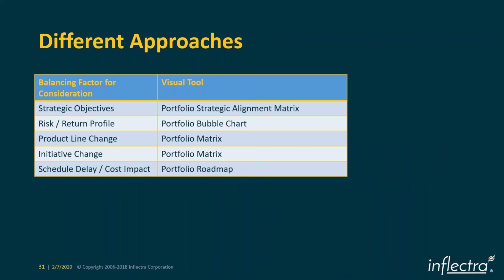I'm picking up a few things over here. For strategic objectives, what we call a strategic alignment matrix, or a risk-return profile, you can use a bubble chart. For product line changes, you can do a product matrix. For initiative changes, or the direction of initiative changes within an organization, you can use a portfolio-level matrix again. The schedule impact and the cost impact can be evaluated using a portfolio roadmap, which we demonstrated before. So I'm trying to bring everything into some simple chart to demonstrate this. There are so many tools available, but I'm just picking up one or two here.